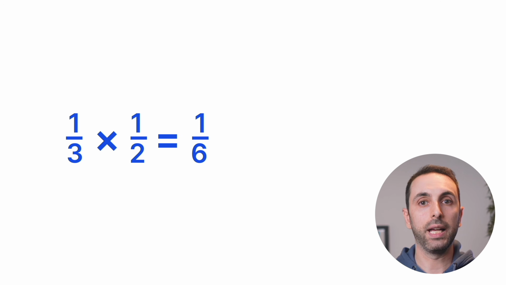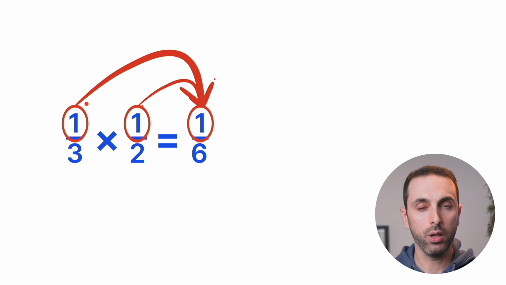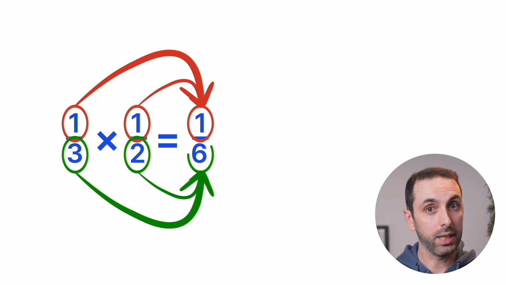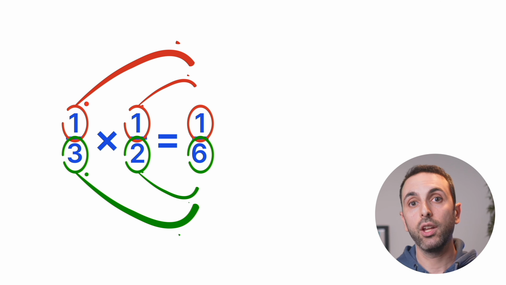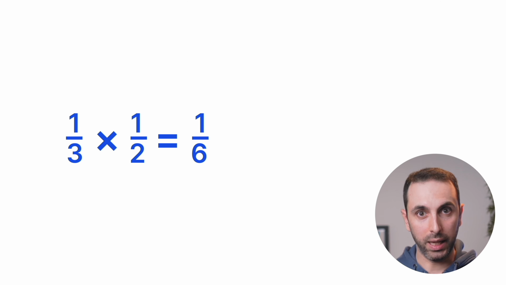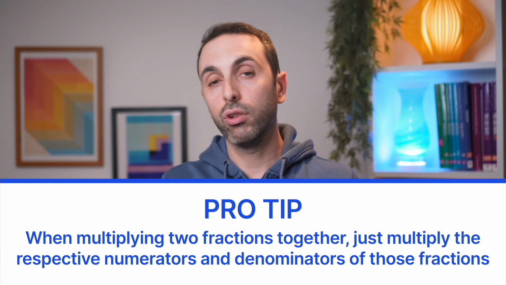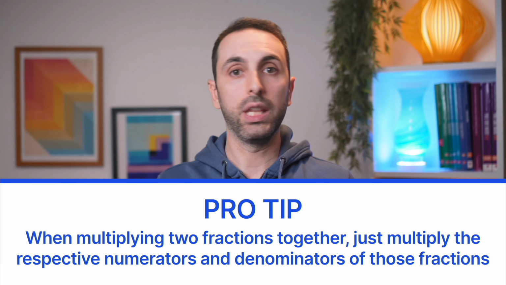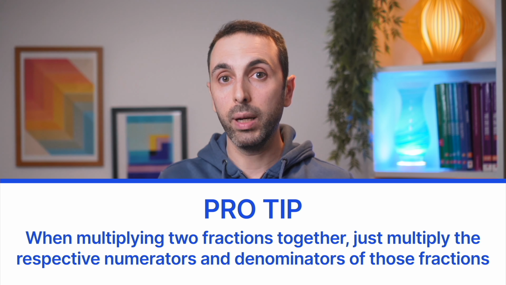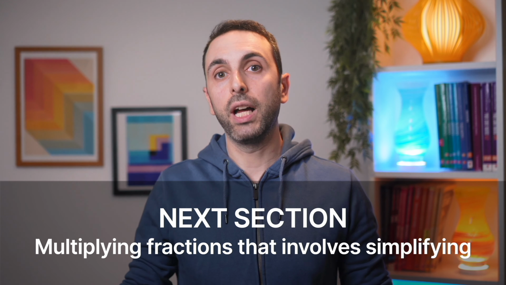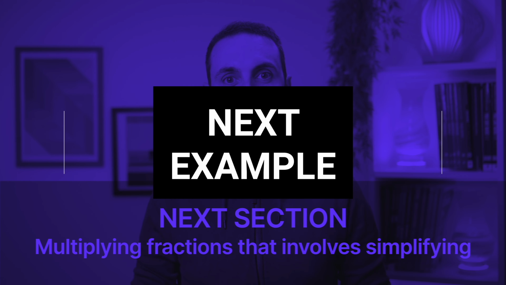So when multiplying the two fractions together, a handy shortcut here is to simply multiply the numerators of 1 and 1 to make 1, whereas multiply the denominators of 2 and 3 together to make 6. And we can apply this rule for any fractions that are multiplied together. So a pro tip here is that when multiplying two fractions together, we could just multiply the respective numerators and denominators of those fractions. In the next section, we'll look at multiplying two different fractions together.